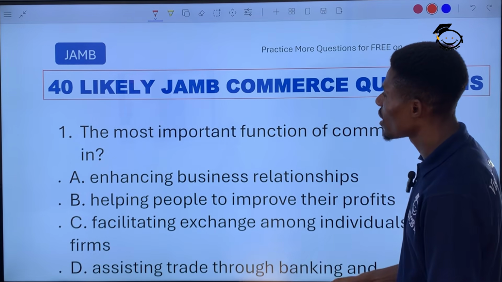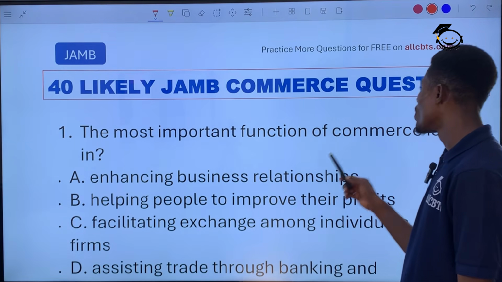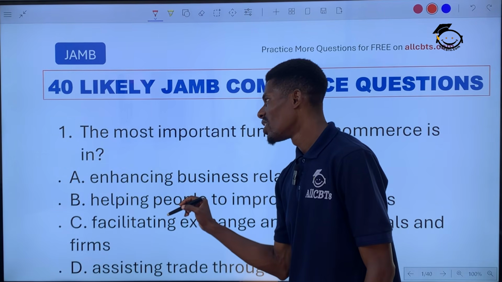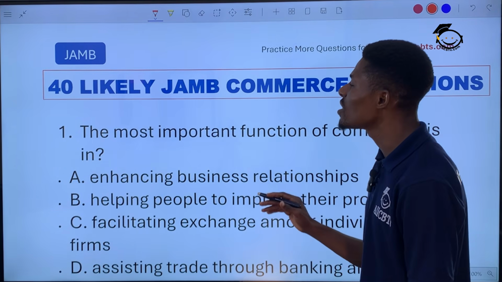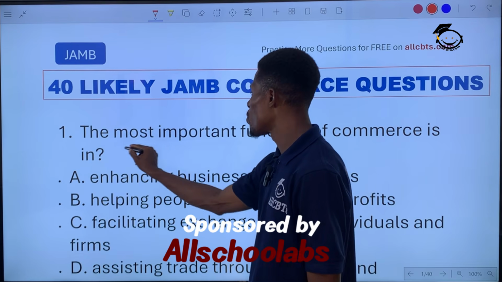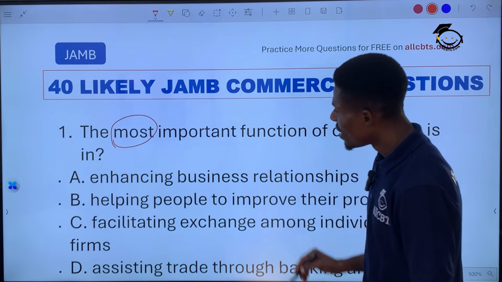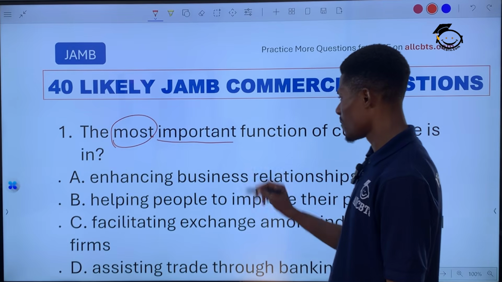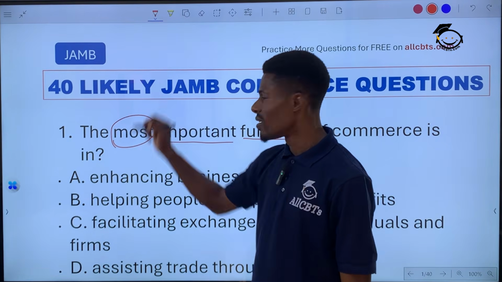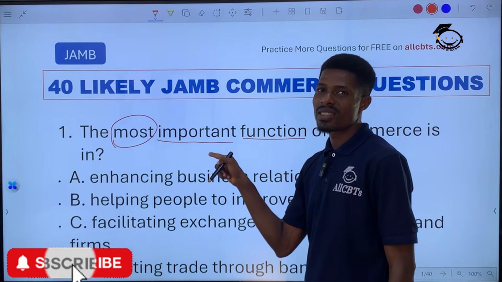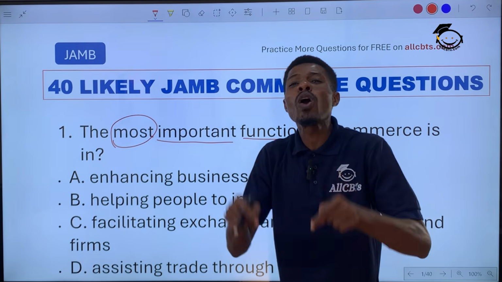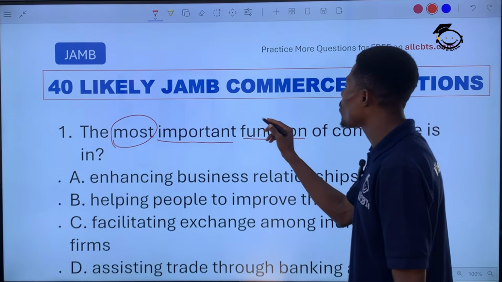We have the first question here, question 1. The most important function of commerce is in dash. Now, before you answer the question, the first thing that should come to your mind is the word most. Most. Very important. The second thing here is what? Important. The third thing here is what? Function. So most, highest. Second, importance. That is what is the core. Now talk about function, role.